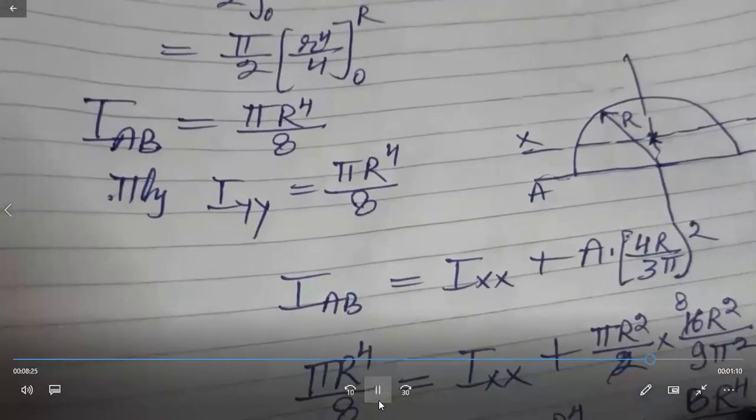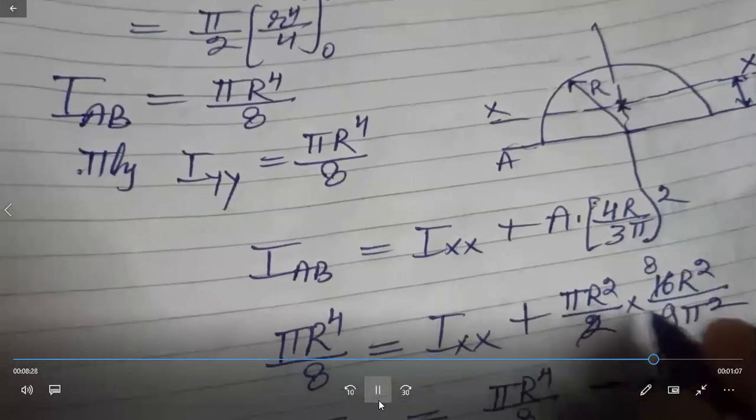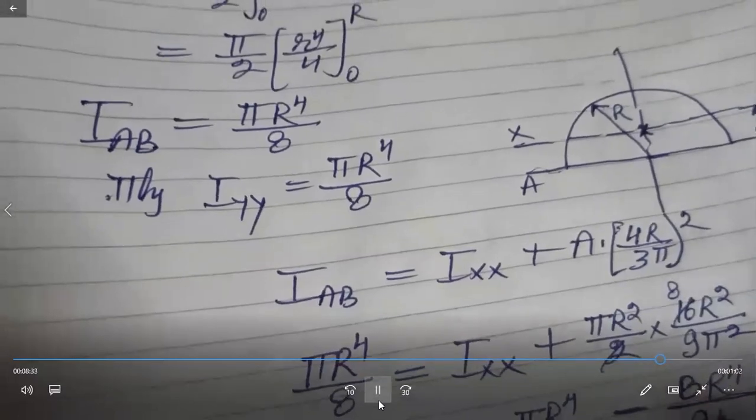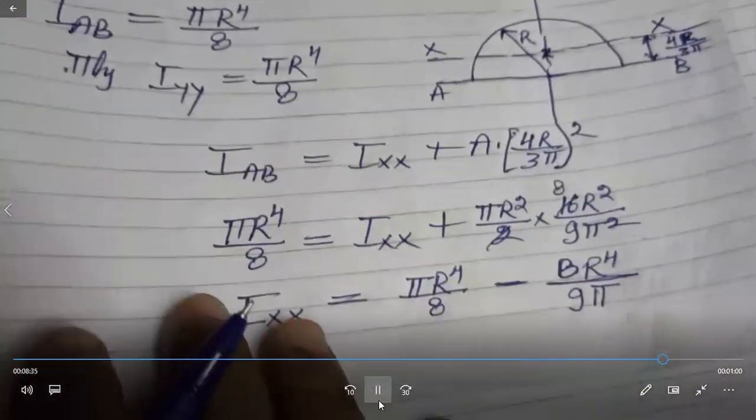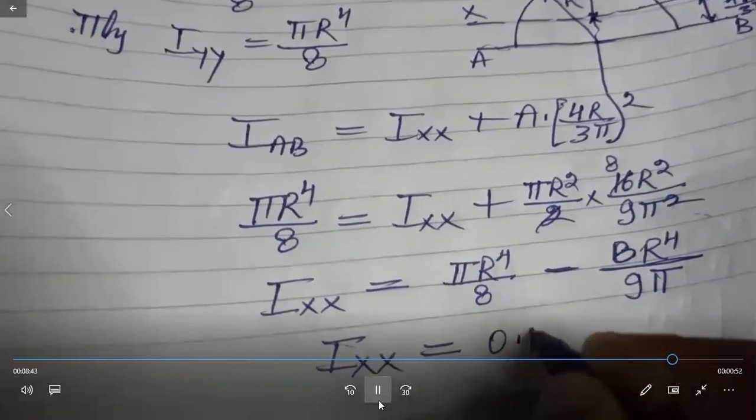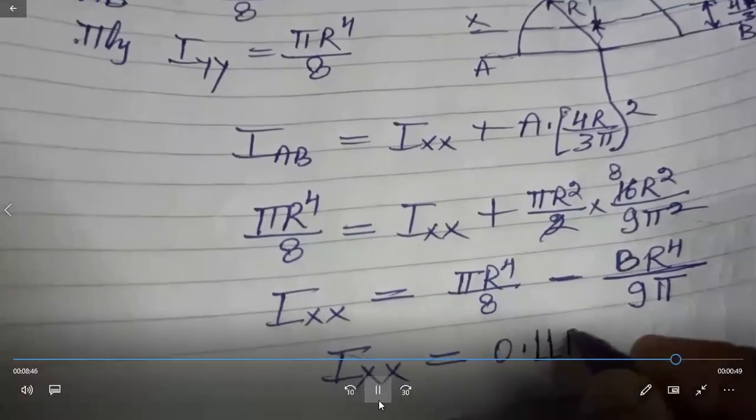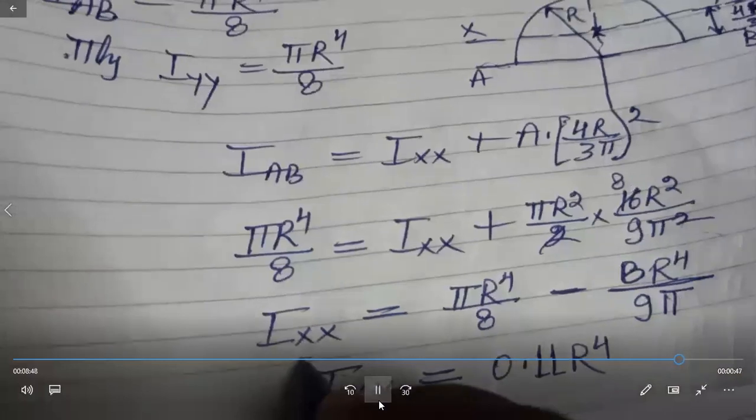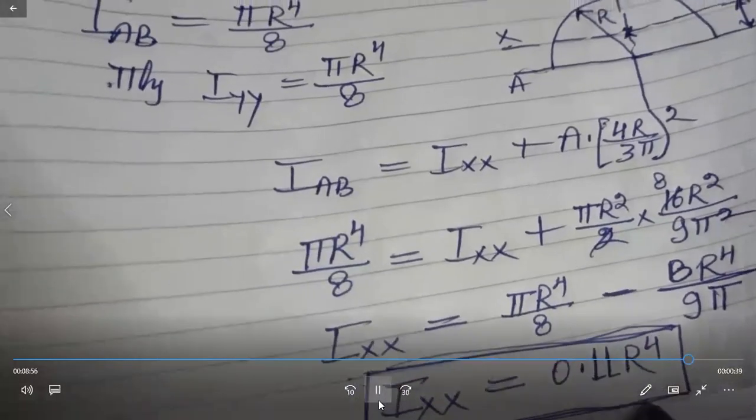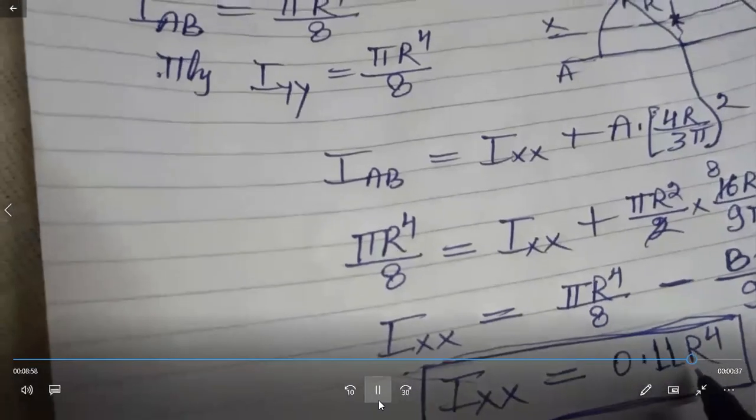So this is 8r to the power 4 upon 9 pi, as this 9 and this pi cancel this power. So on solving and putting the value of pi, the final answer is 0.11 r to the power 4. So this is the moment of inertia of a semicircle about its centroidal axis.